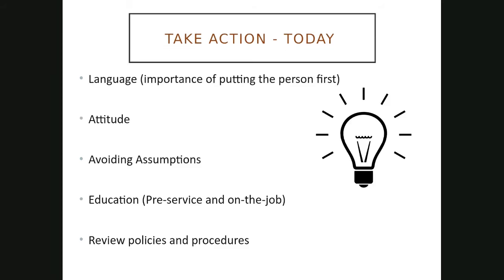Part of taking action today in universal access and design can be something as simple as language, the importance of putting the person first. So, for example, rather than saying the disabled child or the handicapped child, saying instead the child who uses a walker. And so thinking about that psychologically, just how does that turn of phrase change our thinking?